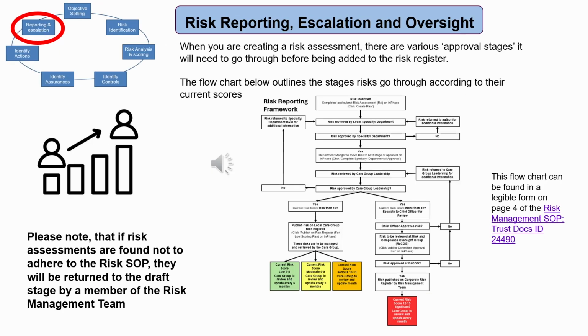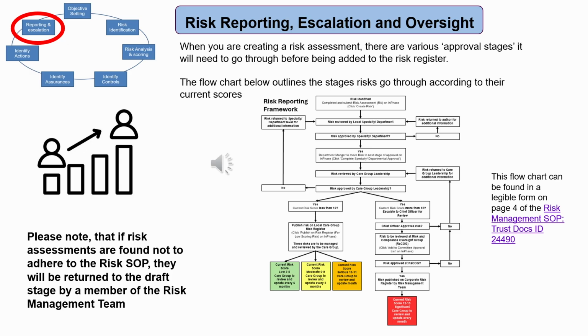Now we move on to risk reporting and escalation, which is the final stage of the risk management process. When you are creating a risk assessment, there are various approval stages it will need to go through before being added to the risk register. The flowchart on this slide outlines the stages risks go through according to their current scores. This flowchart can be found in a legible form on page 4 of the risk management SOP, which is linked on the PowerPoint slide. You can also find links to this on the beat.